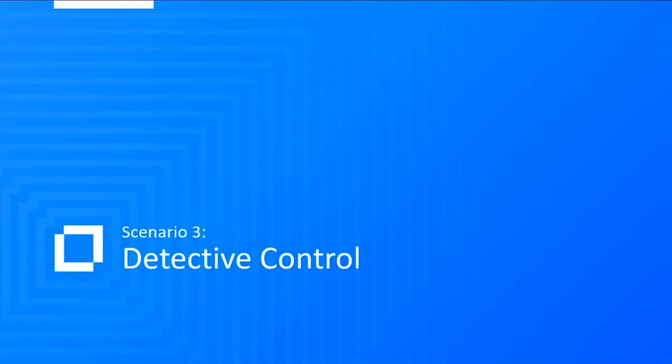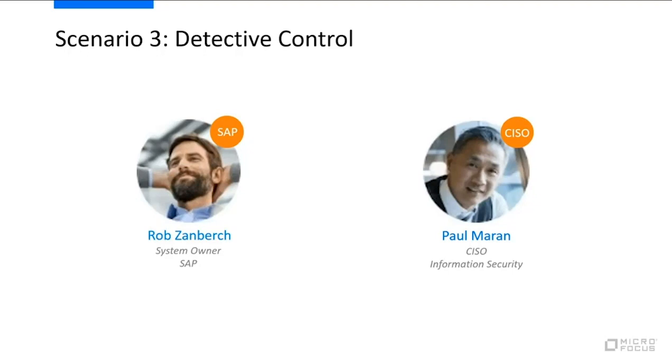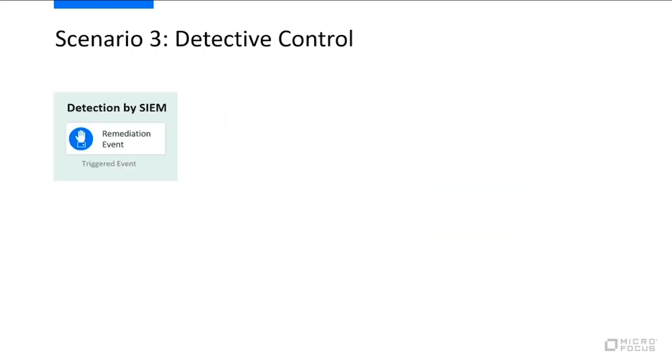So that brings us to our next scenario, detective control. This is going to involve a few different parties: Rob, the system owner for SAP, as well as the CISO, Paul. We saw previously Kim was exploring the application. He was doing things that we would not normally allow, but because he was accidentally given that access, he was able to run those commands.